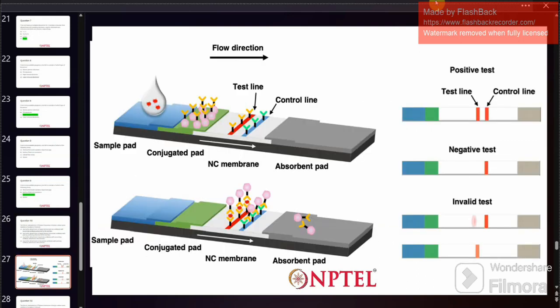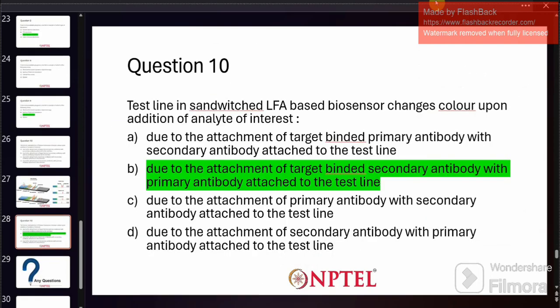We know that at the test line the primary antibody is attached. The sample along with the analytes is dropped on the sample pad. In the conjugate pad, the secondary antibody attached with nanoparticles is connected to the analyte. Then it moves, and at the test line the primary antibody grabs the analyte. Since it already has a secondary antibody with gold nanoparticles, there will be a color change at the test line. So the answer is due to attachment of the target bound secondary antibody with the primary antibody attached at the test line.